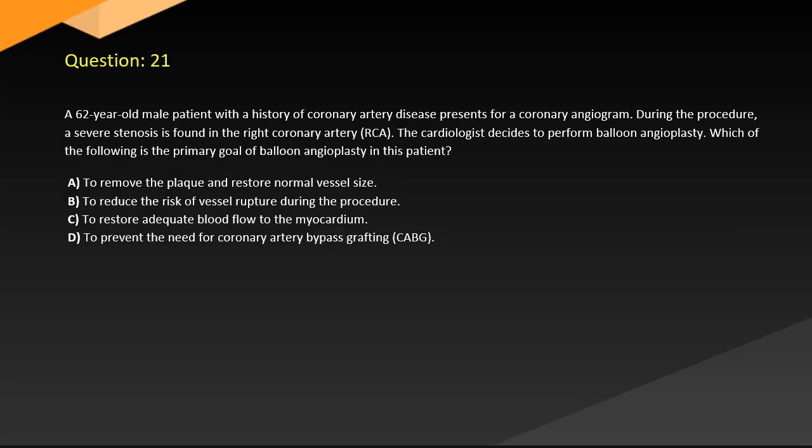Question 21. A 62-year-old male patient with a history of coronary artery disease presents for a coronary angiogram. During the procedure, severe stenosis is found in the right coronary artery, RCA. The cardiologist decides to perform balloon angioplasty. Which of the following is the primary goal of balloon angioplasty in this patient?